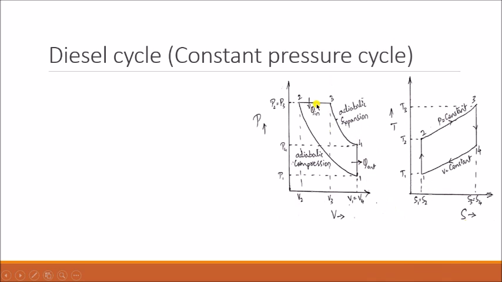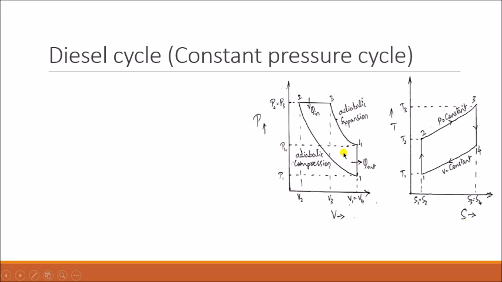Here this cycle is explained by these two diagrams, the PV and TS diagram. Here P is pressure, V is volume, T is temperature and S is entropy. You will have four processes: a compression process, an expansion process, a heat addition process and a heat rejection process. These four processes are combined to form a cycle.